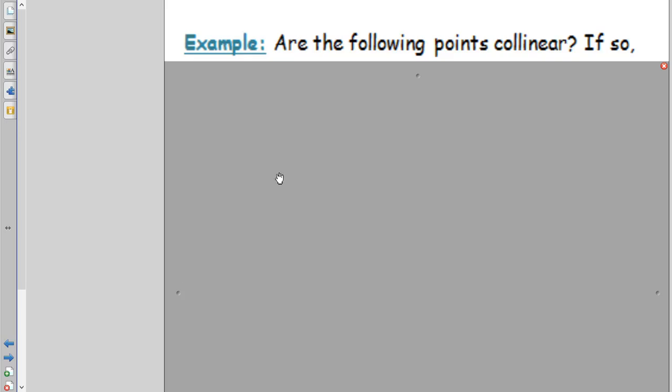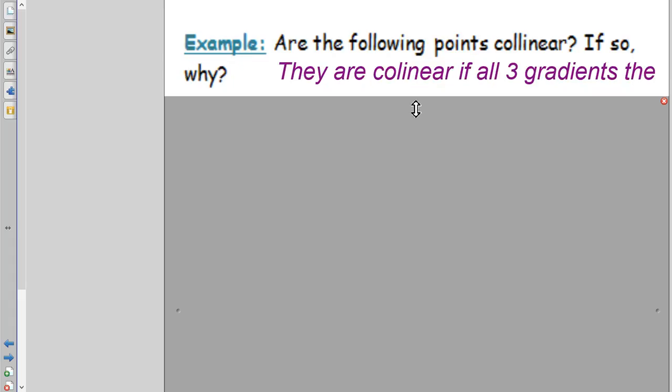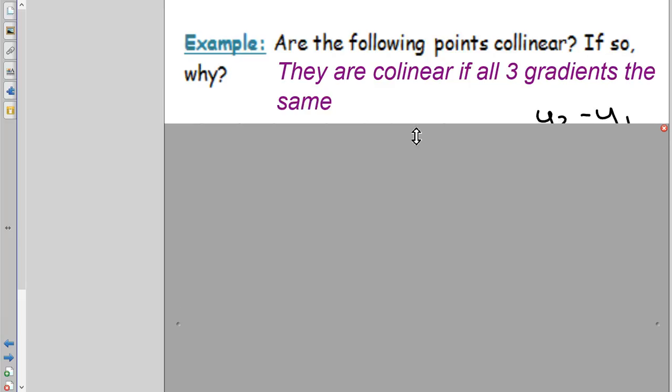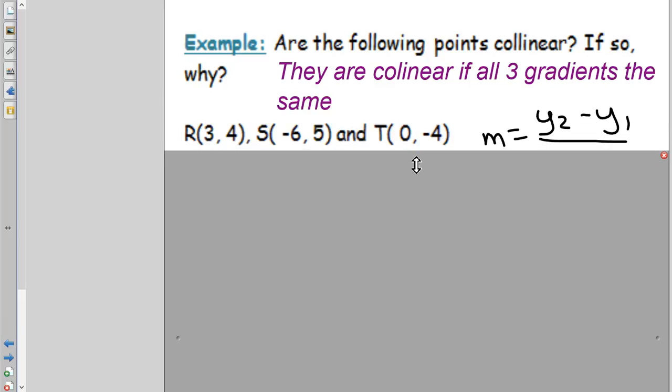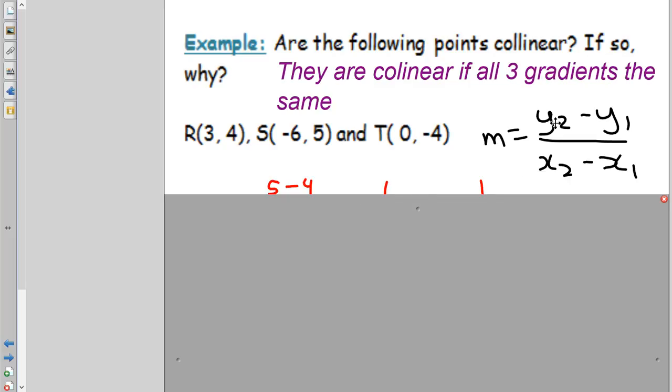Are the following points collinear? If so, why? So try to think, if they're collinear, what's special about them? That's right, they are collinear if all three gradients are the same. And here are the points that were given to you in the question. You've got the whole coordinates. So again, just use your gradient formula, rise over run, y2 minus y1 over x2 minus x1, calculate the gradient RS, calculate the gradient RT and ST to prove if they're all the same. At this point we don't know if they're collinear or not.